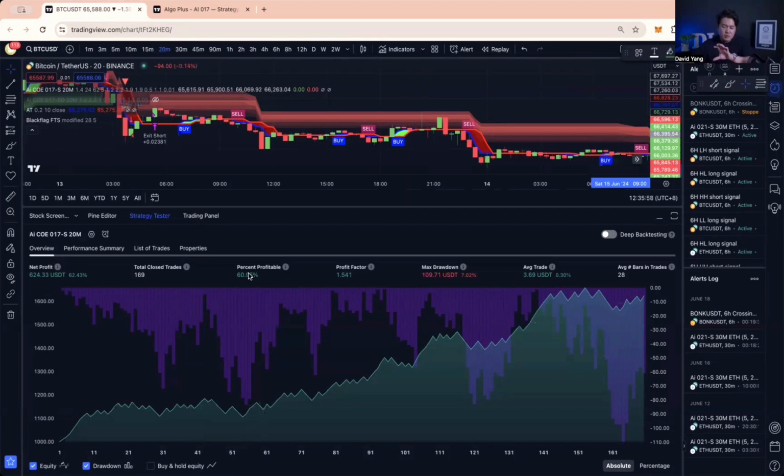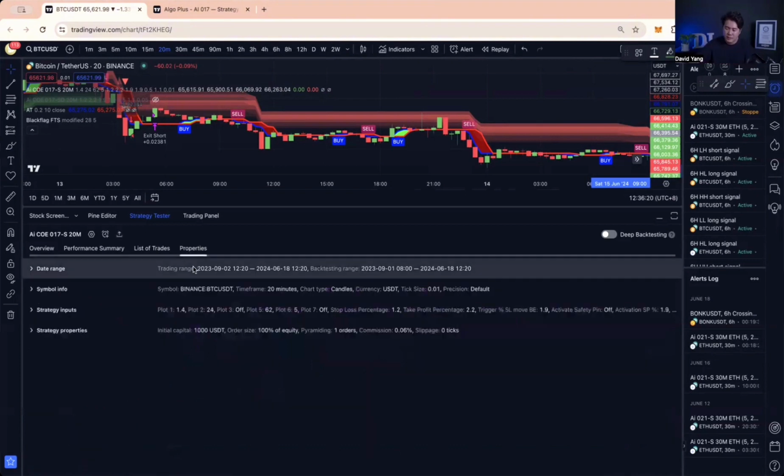Why am I showing you this strategy? Remember, when you add this strategy into your indicators, it really depends on what TradingView account you're using. If it's a Premium account, you can see 7 months of results. But if it's a Basic account or maybe a Pro Plus account, the time frame is shortened. You can see the date by clicking on the properties. This is the date range you can see.